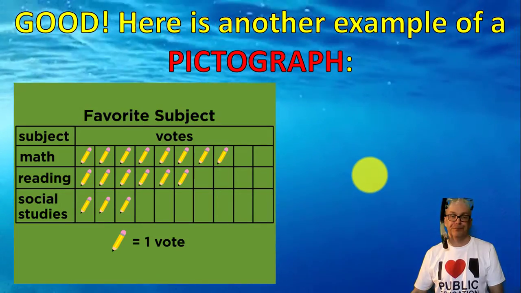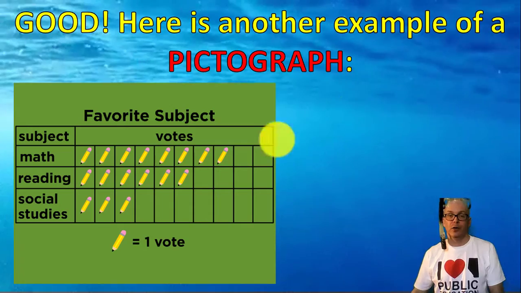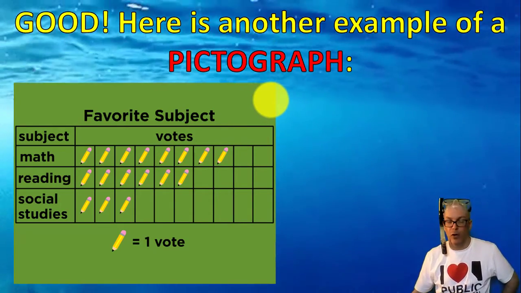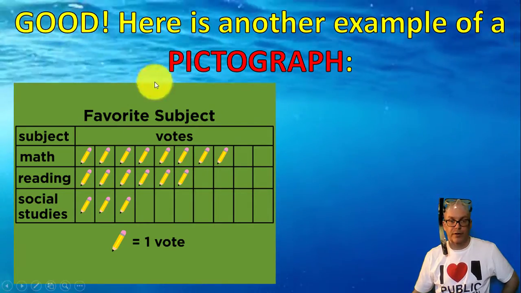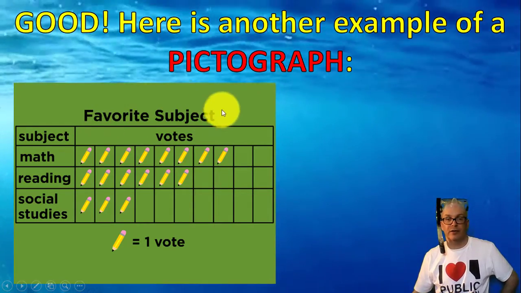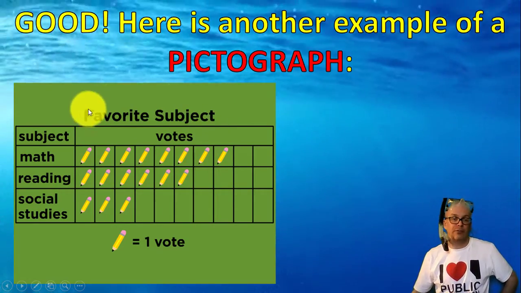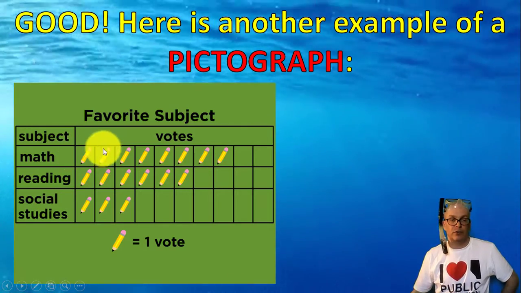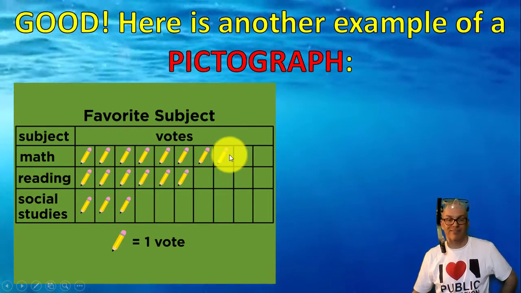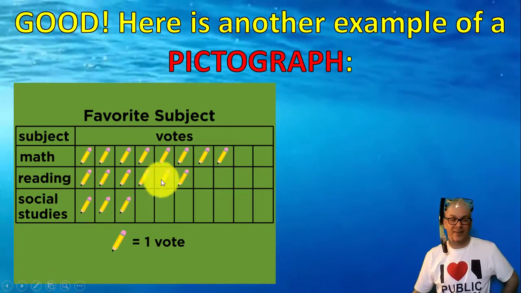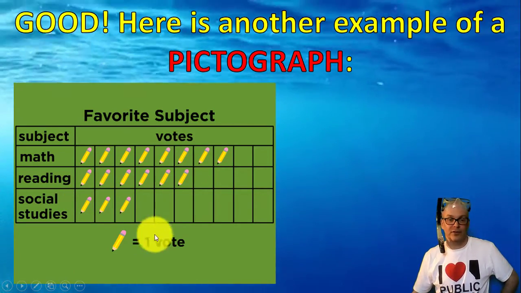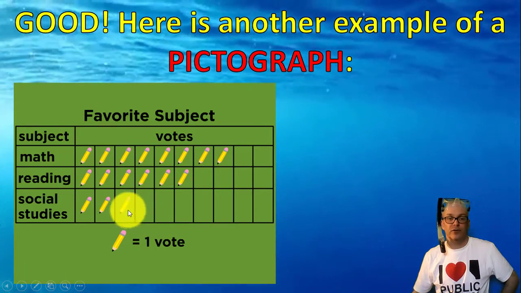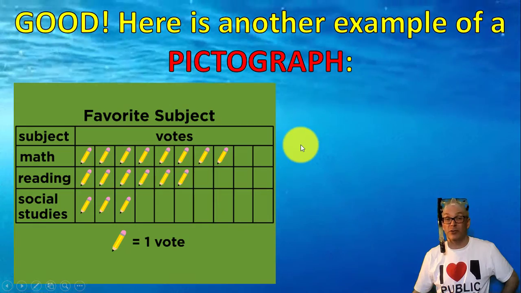Good. Here's another example of a pictograph. What's the title of this pictograph? Vote? No, not vote. The title is Favorite Subject. What's your favorite subject in school? Is it math, reading, or social studies? Seems like most people liked math best, then reading, and then social studies. 1 pencil represents 1 vote. So you can even see how many people were part of the survey.